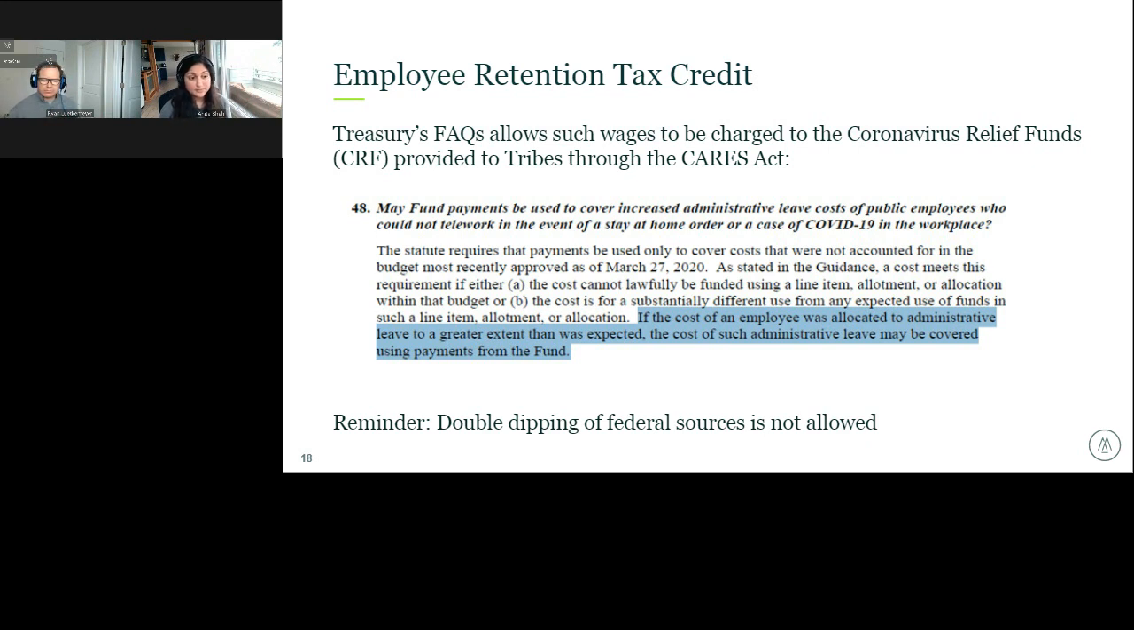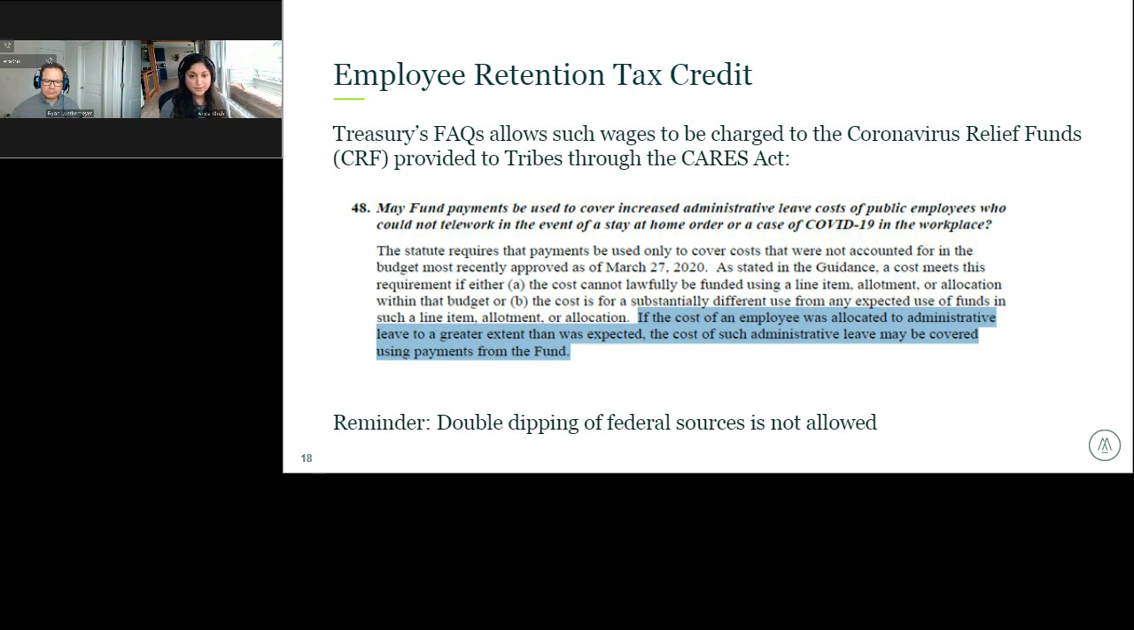We know casinos and other businesses continued to pay wages to employees even when they were not working during their shelter-in-place orders. So we also know a lot of tribes use the CRF money to cover that admin leave. If you take advantage of this tax credit, you would be able to free up the other program money that was charged to cover this leave.